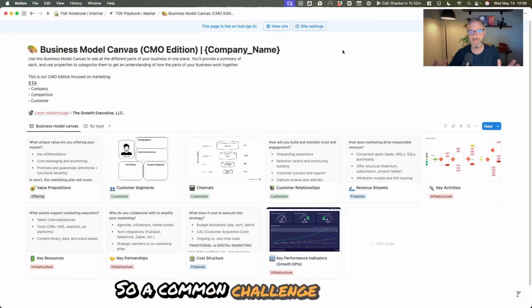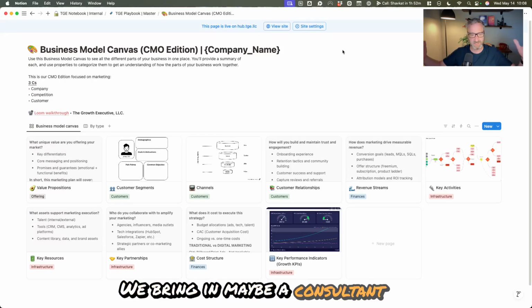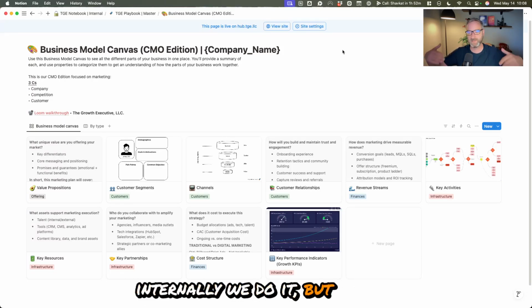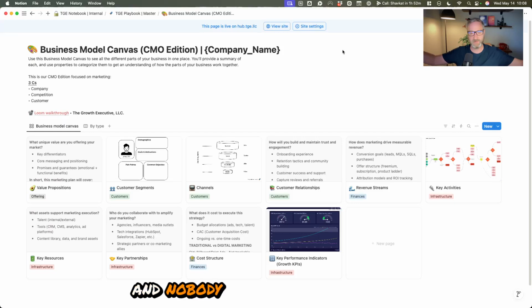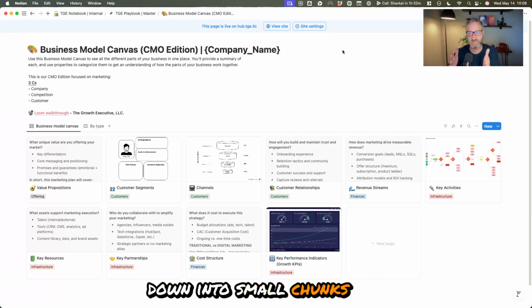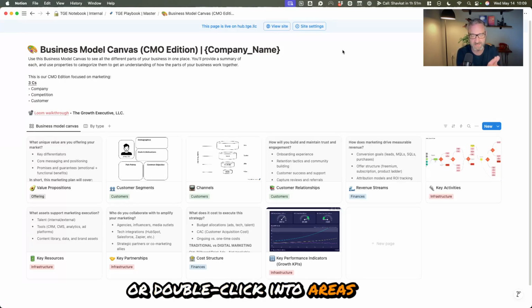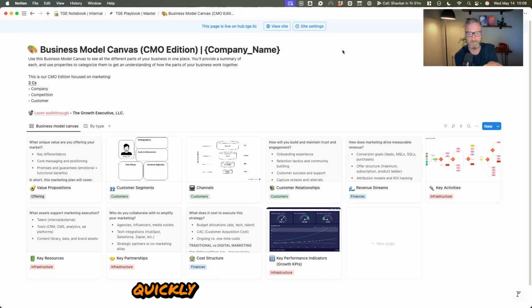So a common challenge is we build a marketing strategy. We really think through that. We bring in maybe a consultant or internally we do it, but then it just sits in a binder on a shelf and nobody actually implements it, right? So the idea is, how do we take a big idea off the shelf, or off the wall even, on a canvas like this, and break it down into small chunks and bite-sized pieces that the team can understand and make it easy for people to drill in or double click into areas of it and get to that information very quickly and just have it more simplified.